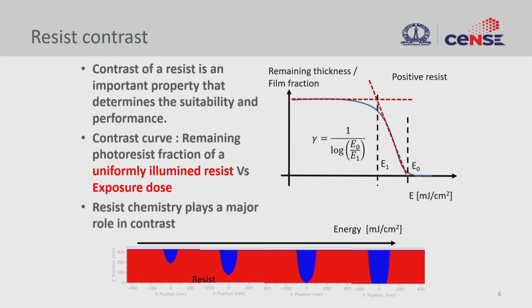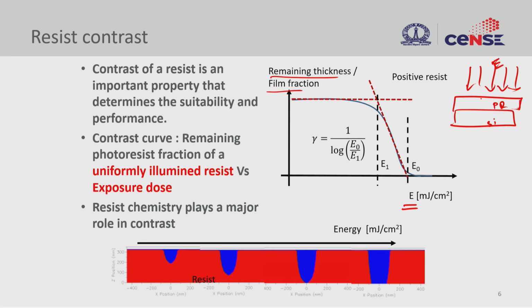So this is the contrast curve. This is the exposed energy as opposed to remaining thickness. So here we take a blanket photoresist. This is PR and this is your substrate, and there is a blanket illumination. So after illuminating with certain energy E, we are going to measure the remaining thickness of this material.